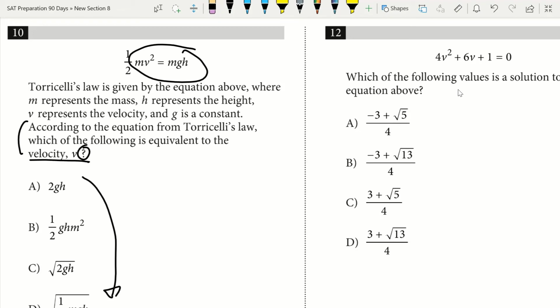Okay, so this means that I just need to go through and solve for what v is equal to. To do that, I'm going to multiply by 2 to get rid of that. I'm multiplied by 2 over here. I'm going to divide by m, because I'm solving for v, I divide by m.